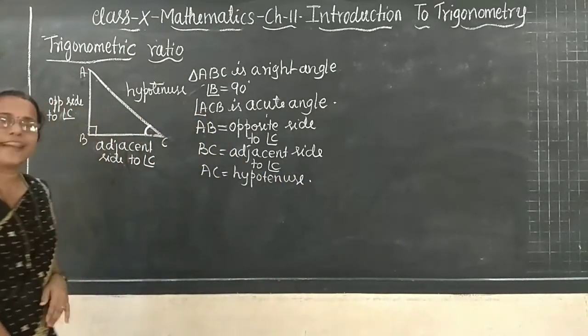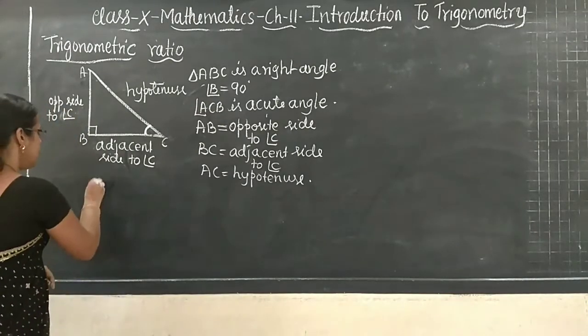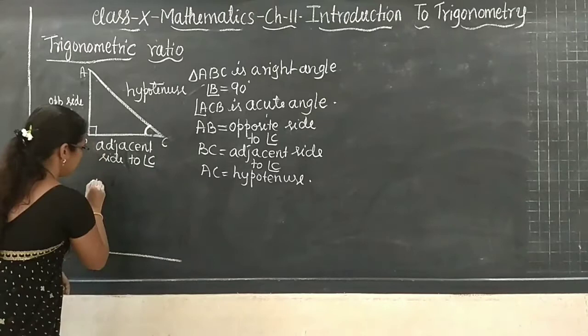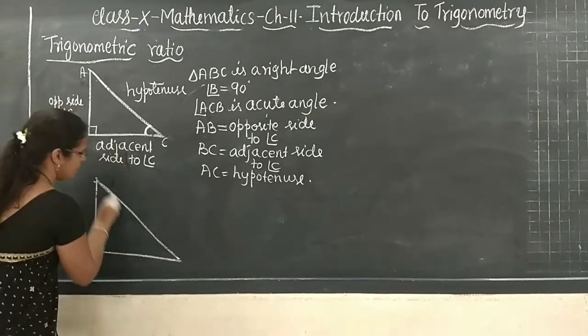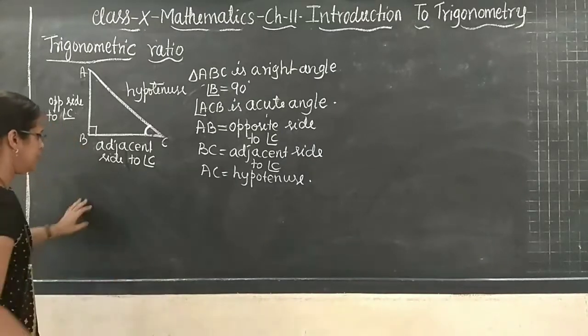Okay, so in this case it is like this. If I take one more case, children, another right angle triangle, take another right angle triangle.